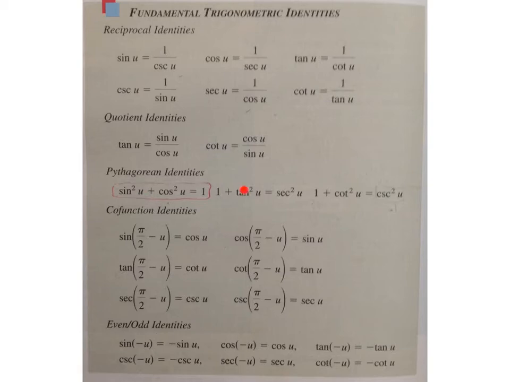Keep in mind that on the Pythagorean identities, you can manipulate them around. And so you do want to be able to do that. For instance, sine squared of u plus cosine squared of u minus 1, right? I mean, that could be also something like this. Right, I mean, you need to know those, any variation of those.